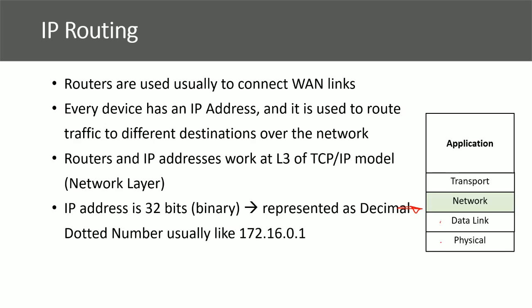As we said before, every device in the network must have an IP address, and an IP address is 32-bit binary, but it is usually represented as a dotted decimal number like 172.16.0.1. This is IP version 4, and we will discuss IP version 4, IP version 6, and IP addressing in more detail in day 2 of this course. That's all for LAN, WAN, and Ethernet.